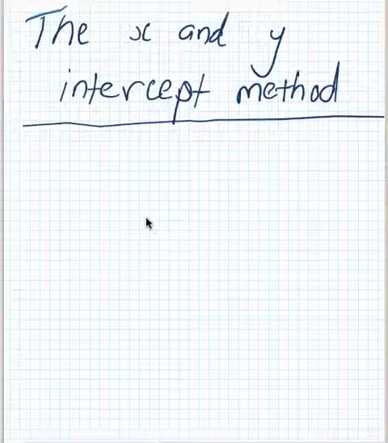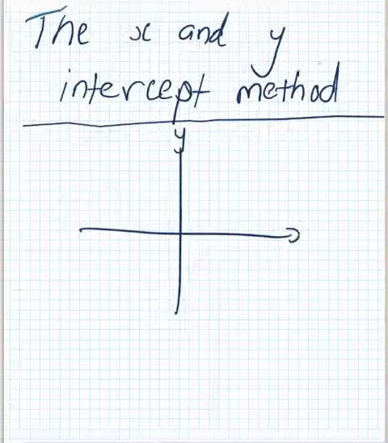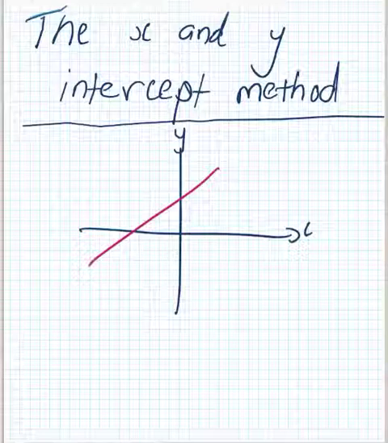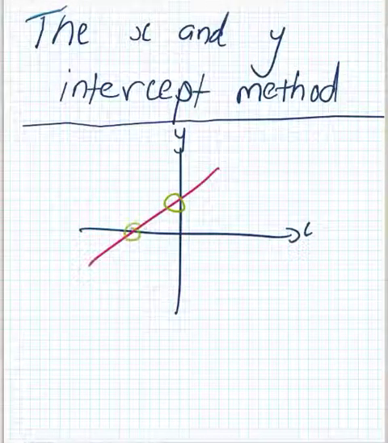Hi, so this session is drawing a linear graph using the x and y intercept method. Before we do this, we have to cover some important facts. If I draw a quick graph with a straight line, we know a straight line can have two intercepts, the y-intercept and the x-intercept. It can't have any more than two.